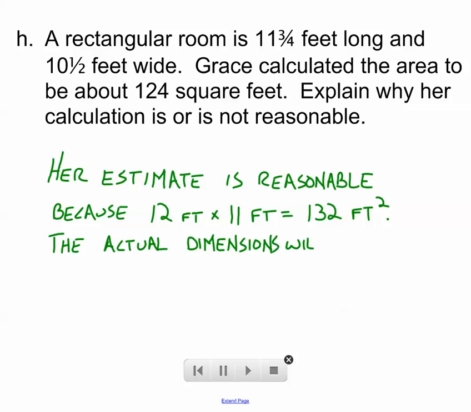So, I'll go a little further here and say the actual dimensions will be a little bit less than 132 square feet. Even on the low side, if you rounded both of those dimensions down to 11 and 10, that would be 110 square feet. We know it's somewhere between 110 square feet and 132 square feet. 124 is between those two numbers. So it seems like a reasonable estimate to me.